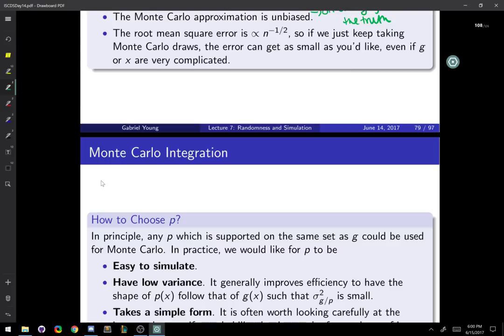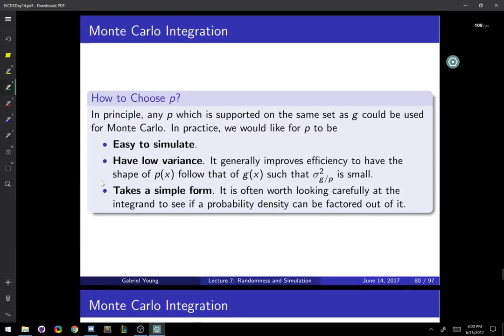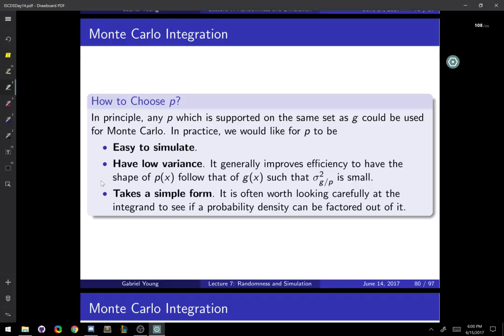A couple other things. How do you choose P in principle? Any P which is supported on the same set as G could be used for Monte Carlo, right? The same support. In practice, we would like for P to be easy to simulate from, obviously. Have low variance, so that's to support an earlier comment. It generally improves efficiency to have the shape of P of X follow that of G of X. Okay? So if they have a similar shape, that's going to improve things. It takes a simple form, so it is often worth looking carefully at the integrand to see if a probability density function can be factored out of it.